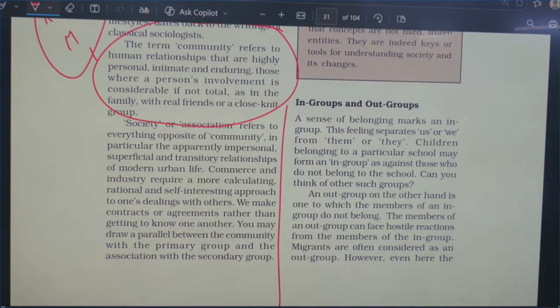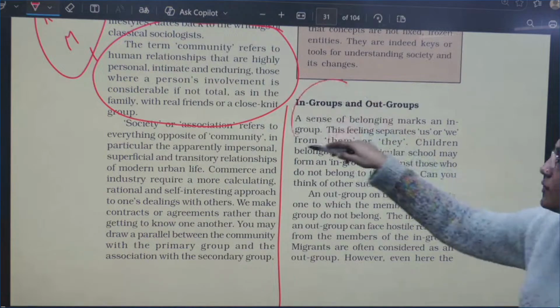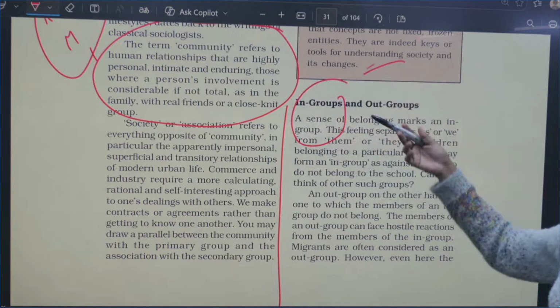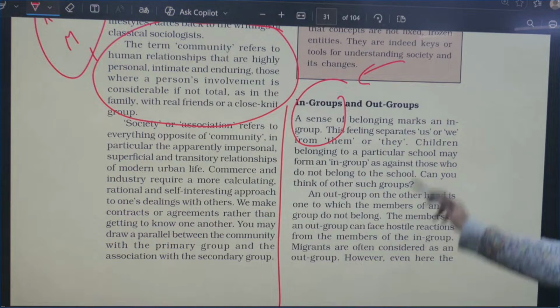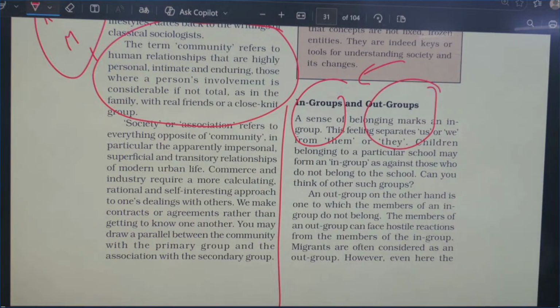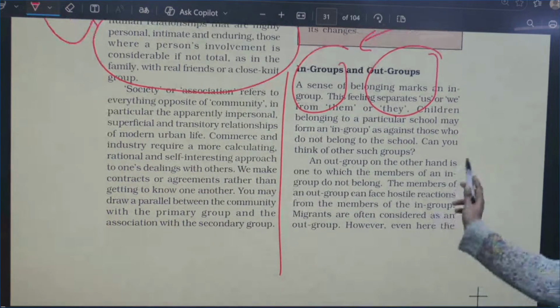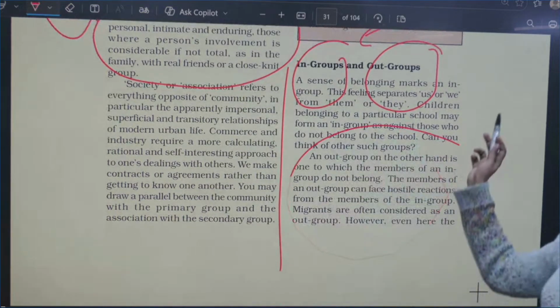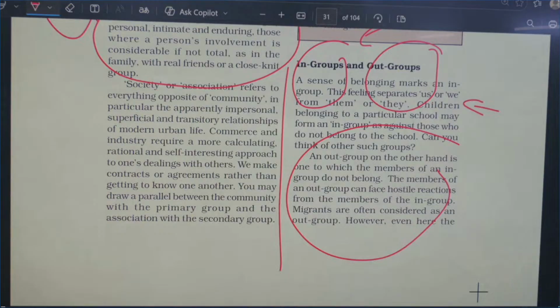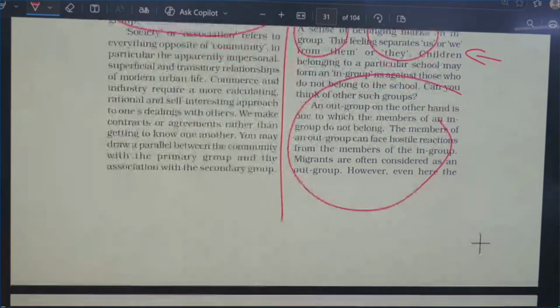Then another, in groups and out groups. So in group is those who belong to us, part of our culture. Those who are not, out groups. So an out group, on the other hand, is one to which the members do not belong. And those who belong, in group. Quickly, in group and out group.